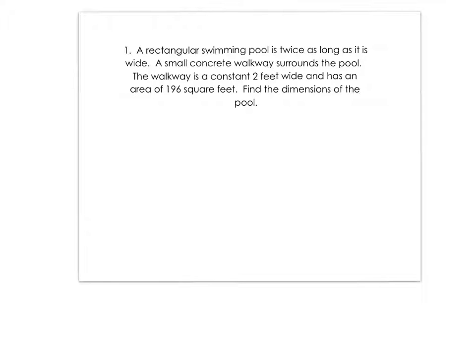Number 1. A rectangular swimming pool is twice as long as it is wide. A small concrete walkway surrounds the pool. The walkway is a constant 2 feet wide and has an area of 196 square feet. Find the dimensions of the pool.